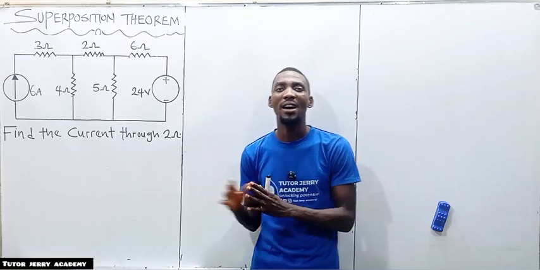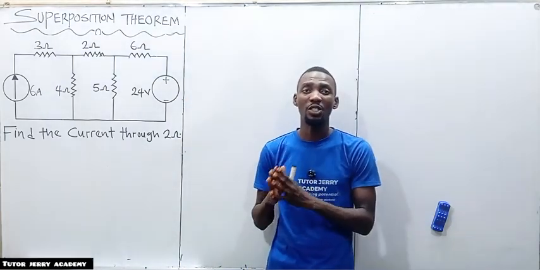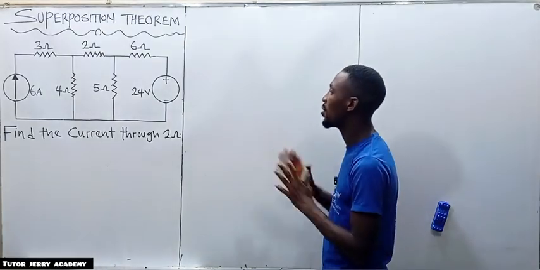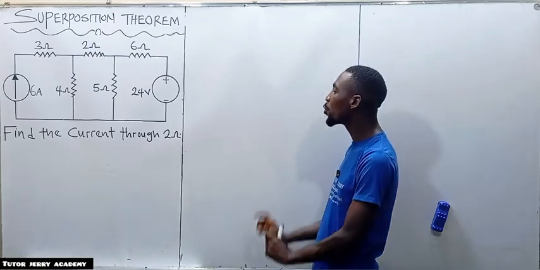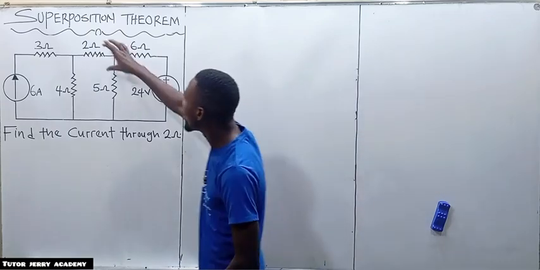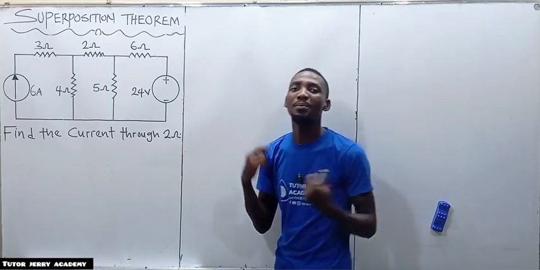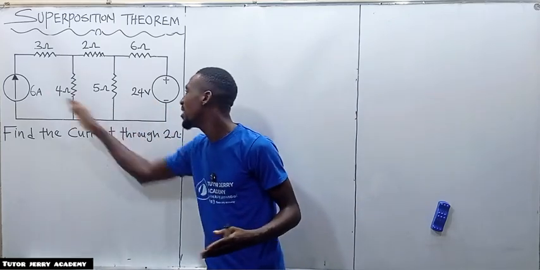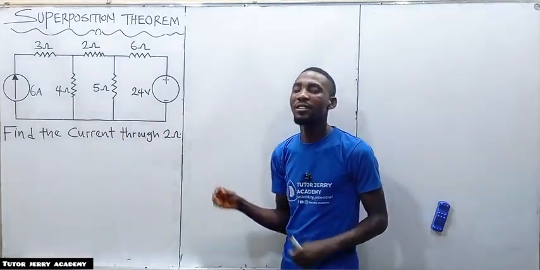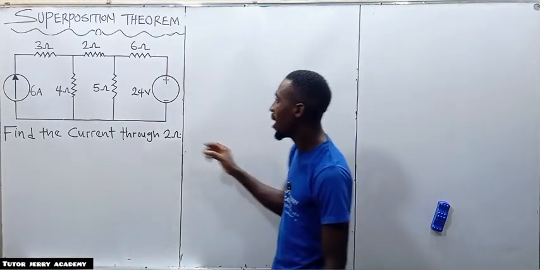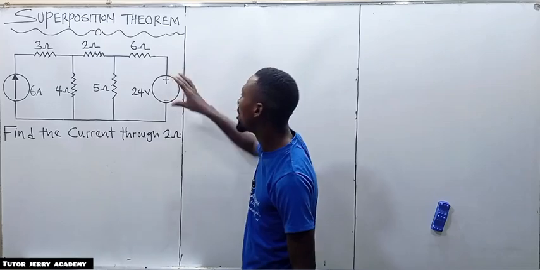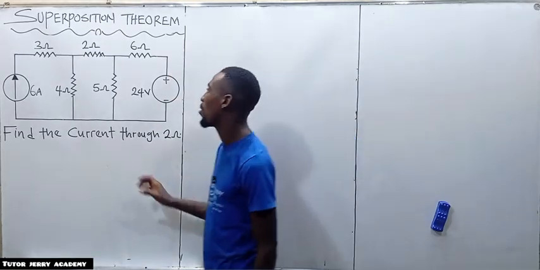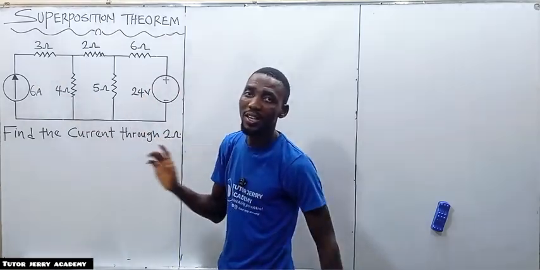You are going to have access to current division rule. We have proved the rule and the rest. So let's get started. The question says we should find the current through 2 ohms. This is our 2 ohms, but we are going to be using the principle of superposition theorem. As you can see in this network, we have two sources: the current source and the voltage source.